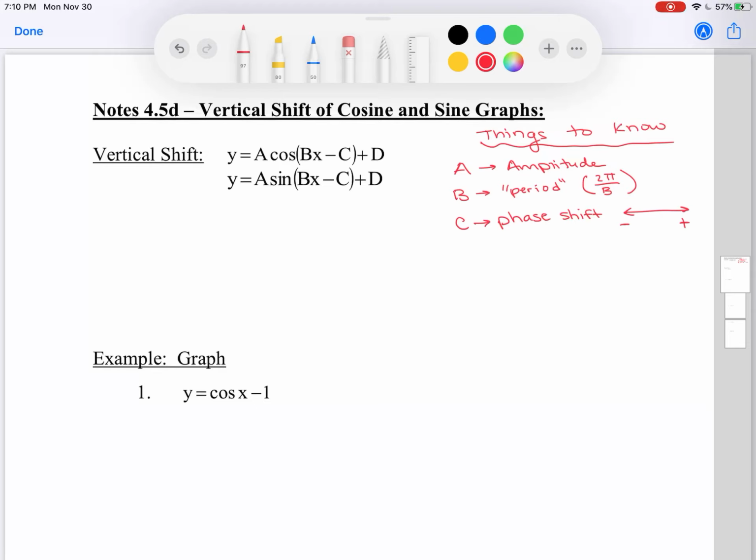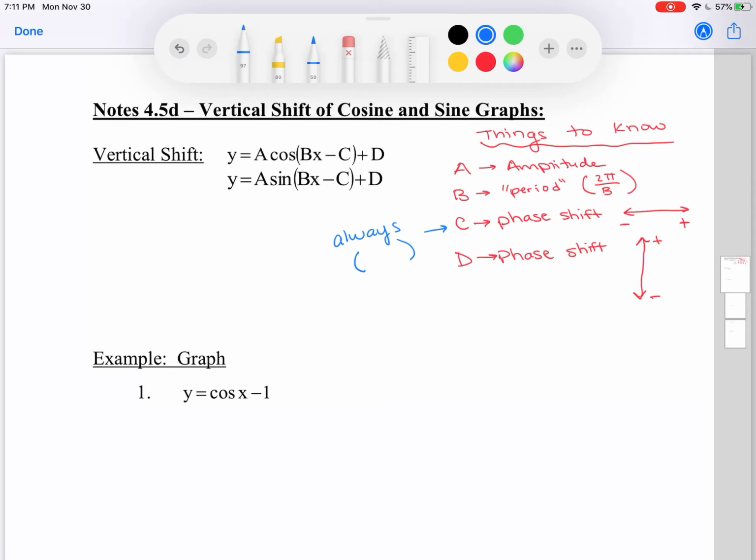And last but not least is D. And D is going to be a phase shift as well, but this time it's going to be a vertical phase shift, meaning you're going to go up or you're going to go down. Up when it's positive, down when it's negative. All right. And the last thing I want to point out is the difference as soon as we start working with these examples, especially number 1, all right, the letter C is always in parentheses.